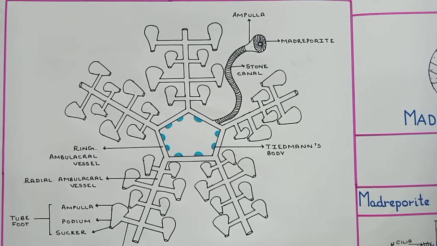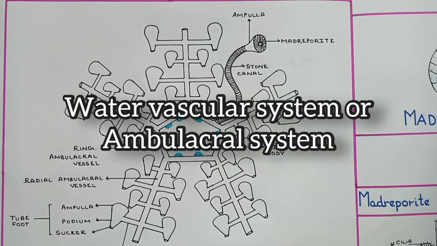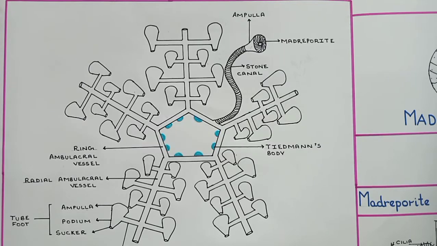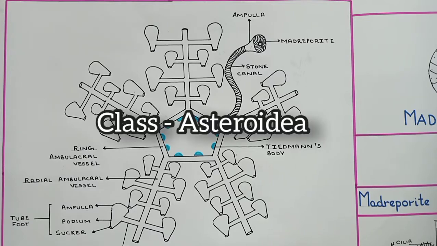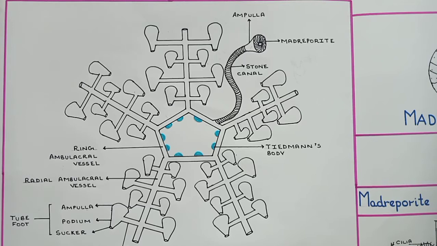In this lecture we will be discussing the water vascular system, also known as the ambulacral system, in starfishes, especially in class Asteroidea. In my previous lecture, where I discussed the general classification of the classes of echinoderms, I discussed the water vascular system and how it helps the organism.